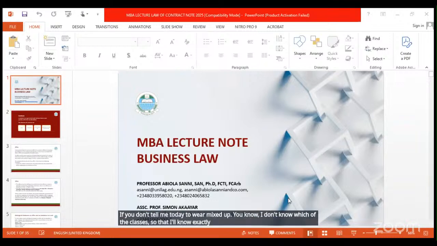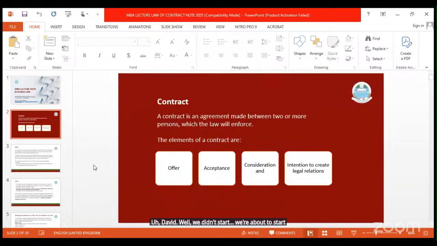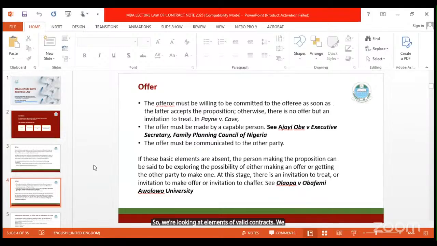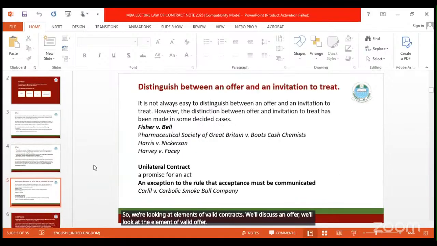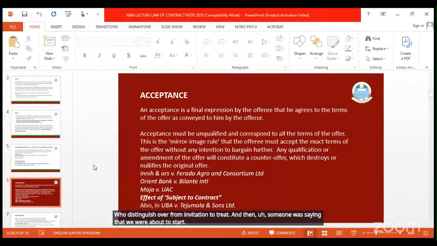Okay, someone said we were about to start acceptance. David, well, that means we didn't start. We're about to start acceptance. Okay. So we're looking at elements of valid contracts. We'll discuss an offer. We'll look at the element of valid offer. We'll distinguish offer from invitation to treat. And then, as someone was saying, we're about to start acceptance.